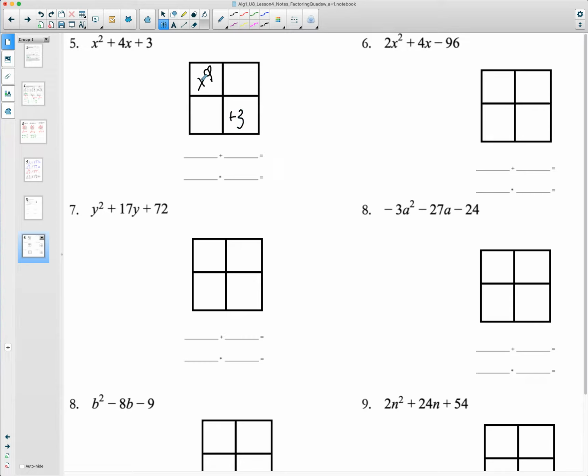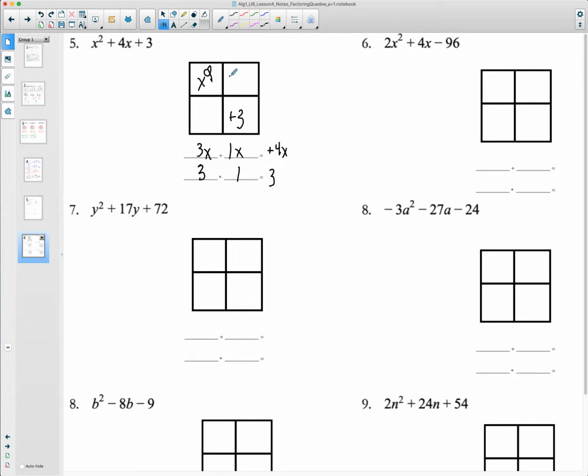Now, what we said is that we have to multiply a times c. All right, so 1 times 3 would be 3, so that's the thing that we have to multiply there. And then we're always wanting to try to get to our bx term. So we have to get to a positive 4x. All right. Now, in order to get to 3 and get to a positive 4, we'd want a positive 3 times a positive 1. And then that means that 3x plus 1x, all right, is 4x.